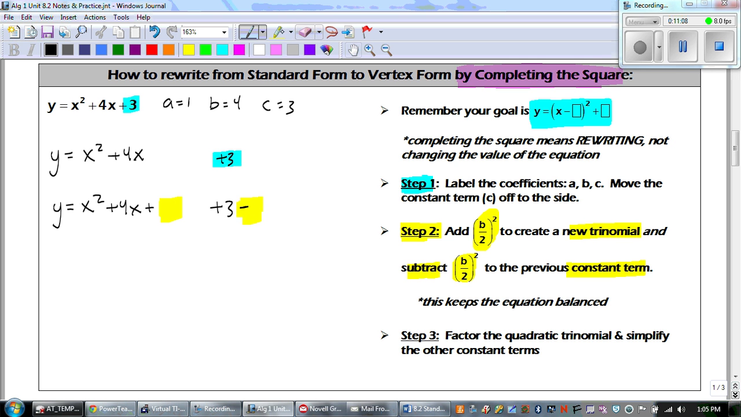Well, Mr. Grice, what are we going to subtract? Well, that's the (b divided by 2) squared. So, what's b? B is 4, divided by 2 squared. So 4 divided by 2 is 2, and then 2 squared gives us 4. So I'm going to add 4 here, and then I'm going to subtract 4 over there.